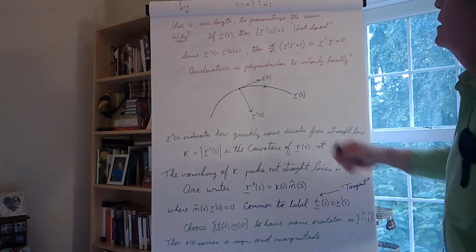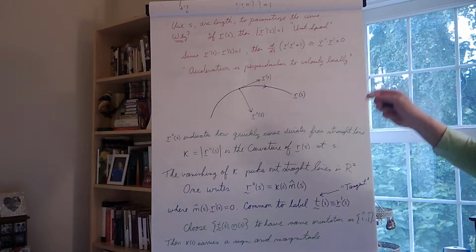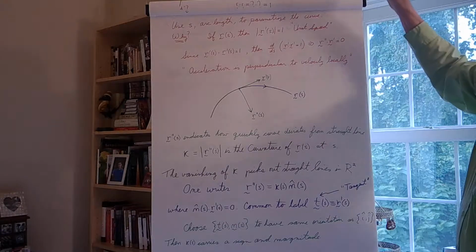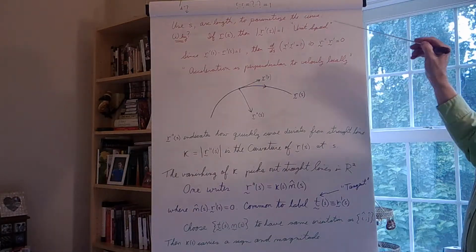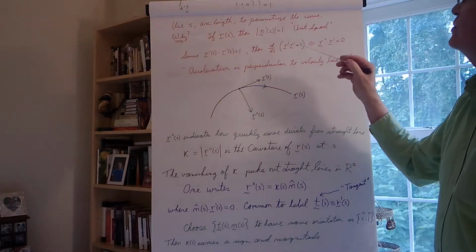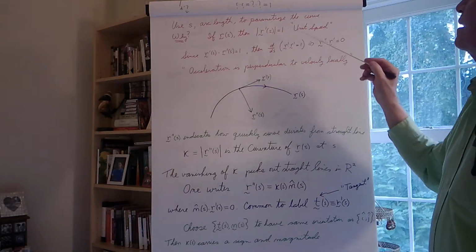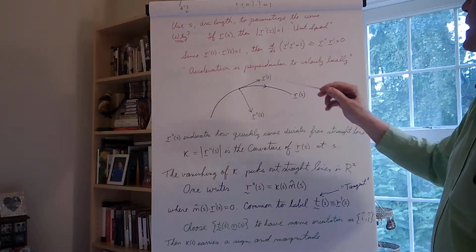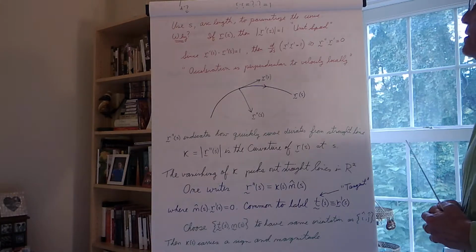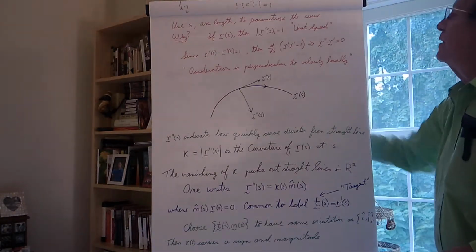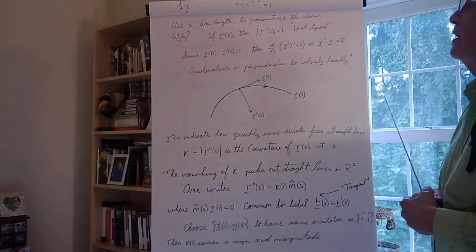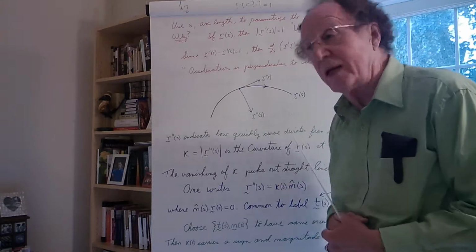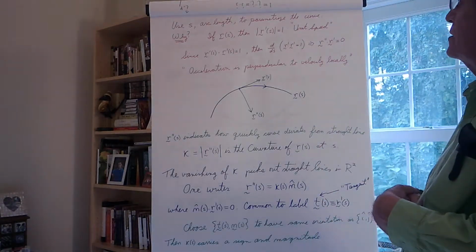So use s, the arc length, to parameterize a curve. And why? Because then the speed is 1. The speed is 1 because the rate of change of the distance divided by the distance is just 1. That's an obviously nice point about it. If you look at the rate of change of distance compared to the distance, then of course the speed is 1. And so that's handy.